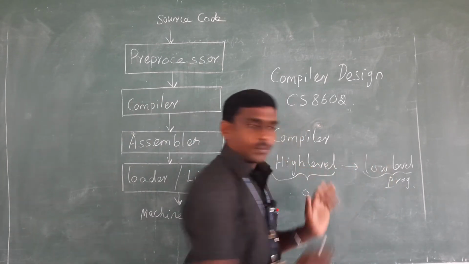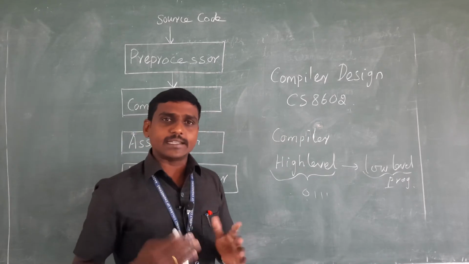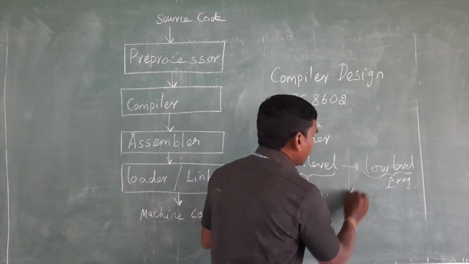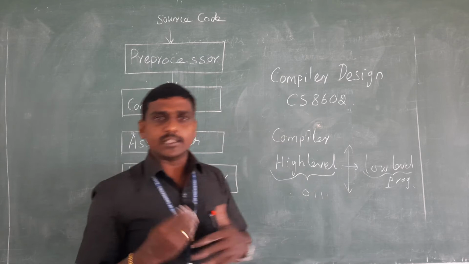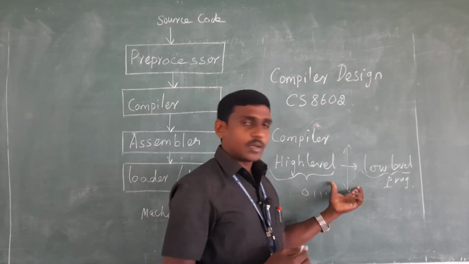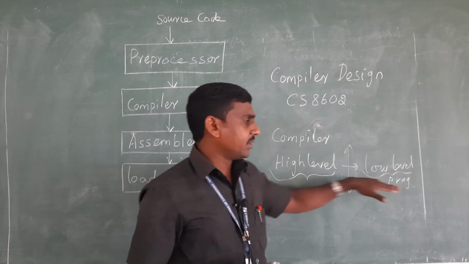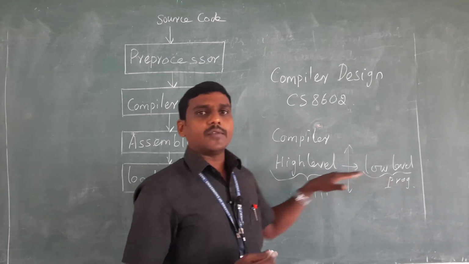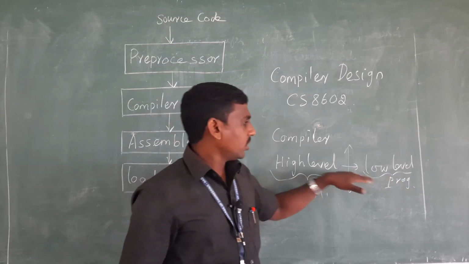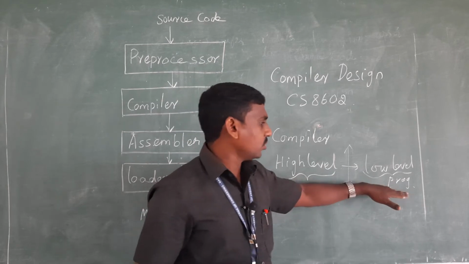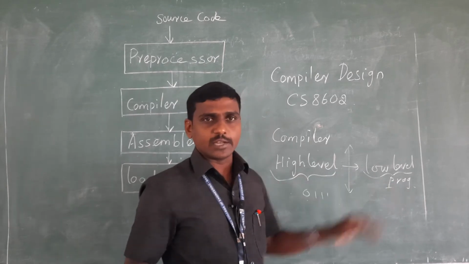So to make the low level program, or to make the machine understand, we need a communication tool, right? That is called a compiler. So a compiler is used to convert a high level program into a low level program, or we can say English level program into digital level program, zeros and ones, etc.